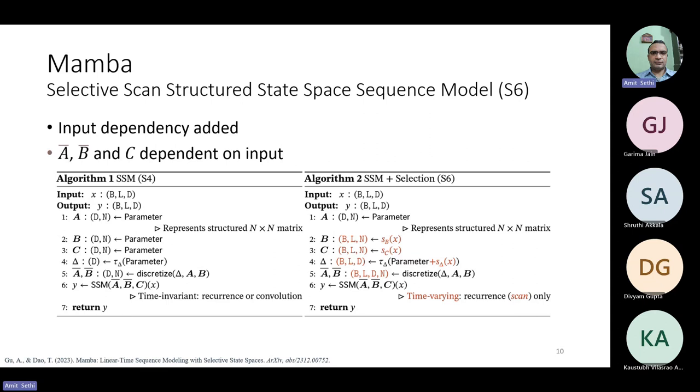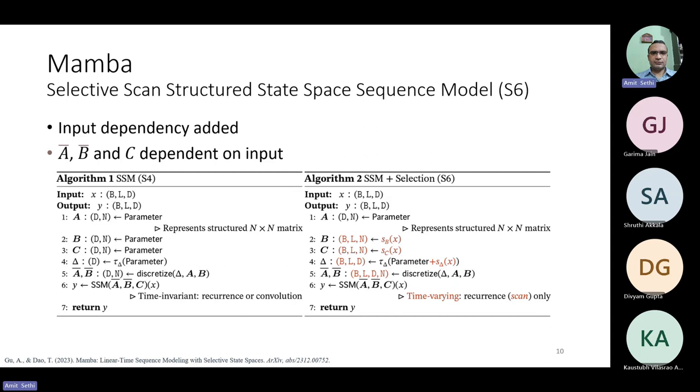That's an obvious thing. For every input, you add this thing. This translation is the easy part, but how do you retain the efficiency? You cannot retain the efficiency now because there is input dependence. The entire convolutional kernel approach is broken now. You cannot have that. You can only have a recurrence relationship now. And that is where the scan comes in.